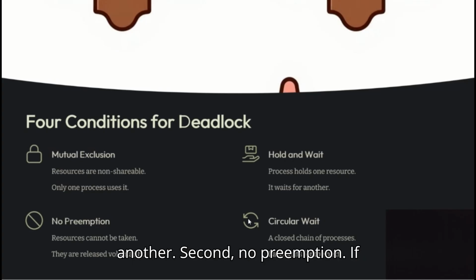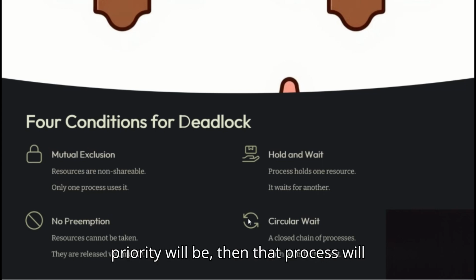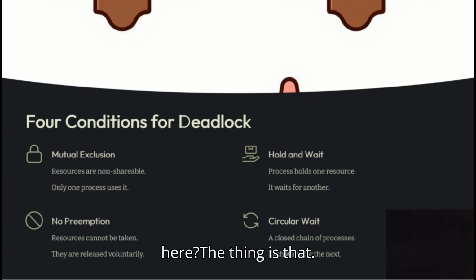Third, no preemption. If priority has been given to the processes, then it's very easy. The first priority process will work, then whatever the second priority is, that process will work. But here, the thing is that there is no preemption. There is no priority given. All the processes are treated equally. That is the reason resources cannot be taken. They are released voluntarily.